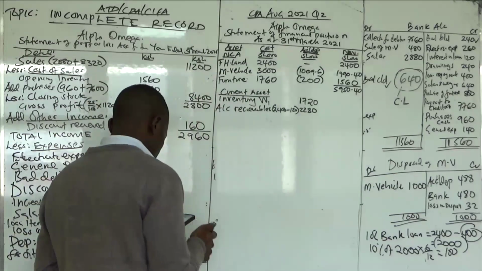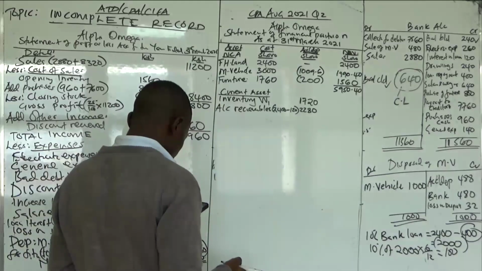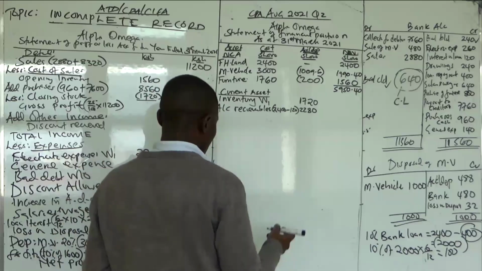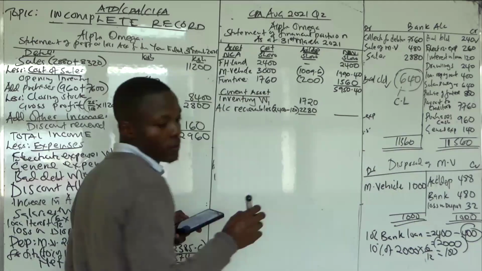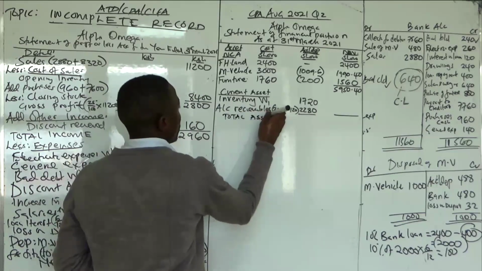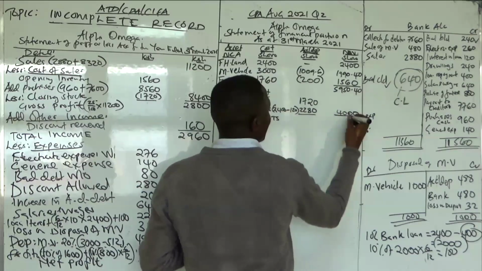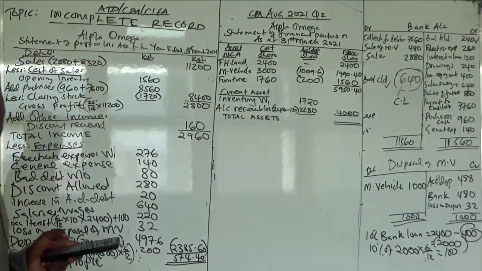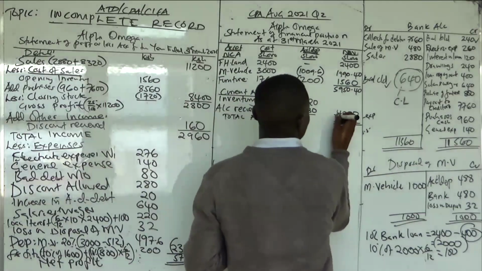Then, was there something prepaid? There is no prepaid. Add, how much is the total? 4,000. When you add there, how much do you get? 99.50.4.